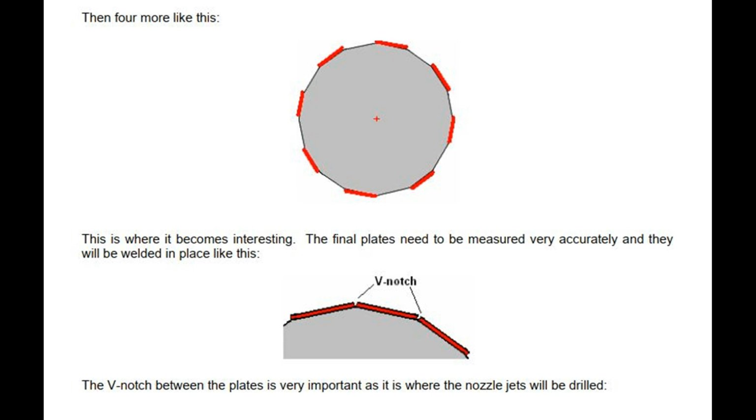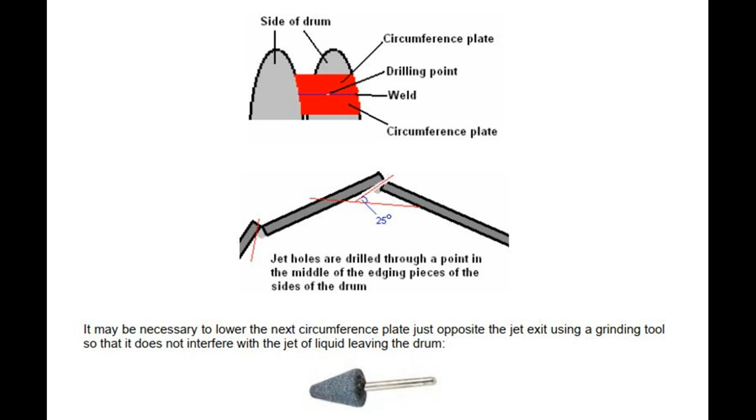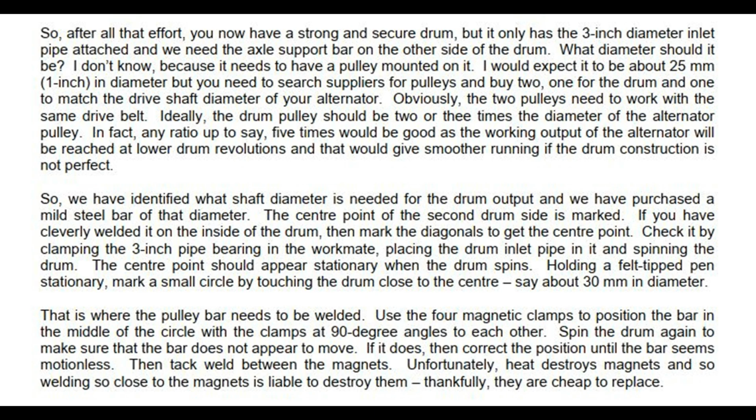This is where it becomes interesting. The final plates need to be measured very accurately and they will be welded in place like this. The V-notch between the plates is very important as it is where the nozzle jets will be drilled. It may be necessary to lower the next circumference plate just opposite the jet exit using a grinding tool so that it does not interfere with the jet of liquid leaving the drum.